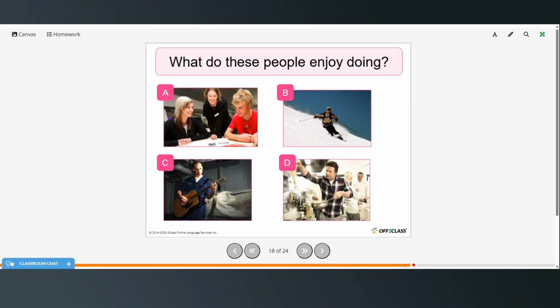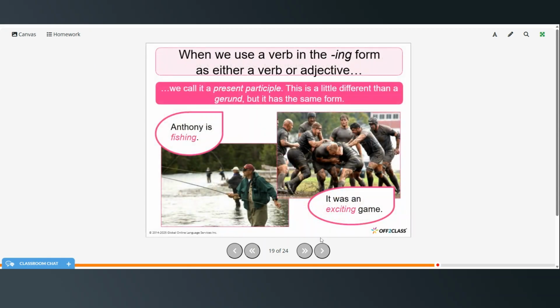So what do these people enjoy doing? So here maybe they enjoy teaching, he enjoys skiing, he enjoys playing the guitar, and he enjoys cooking. So when we use a verb in the ing form as either a verb or an adjective, we call it a present participle. Now this is a little different than a gerund, but it has the same form. So Anthony is fishing, and it was an exciting game.